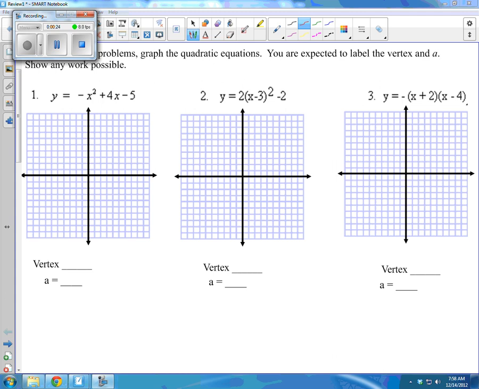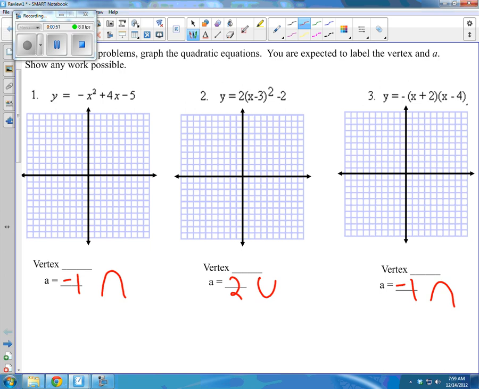Number one, before I even graph it, I'm going to just take a quick look at what a is, and since it's -1, that's going to tell me that my U is upside down. Number two, a is 2, so since it's positive, I will be having a regular U. And on 3, a is -1, so I'll be having an upside down U. So that gives me a quick idea of what I should be looking for when my picture's done.